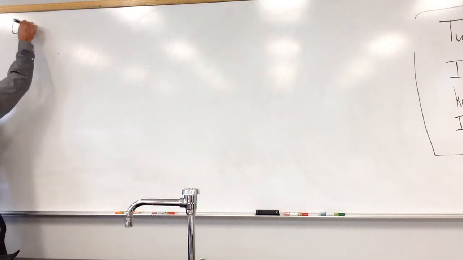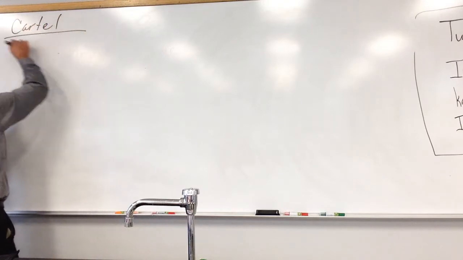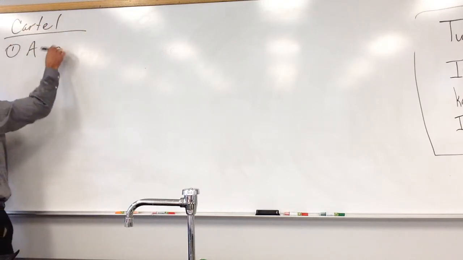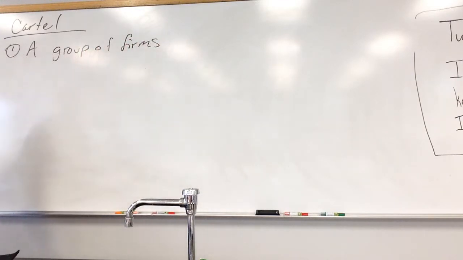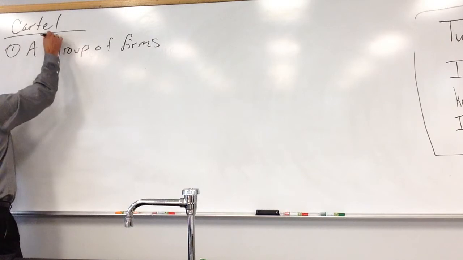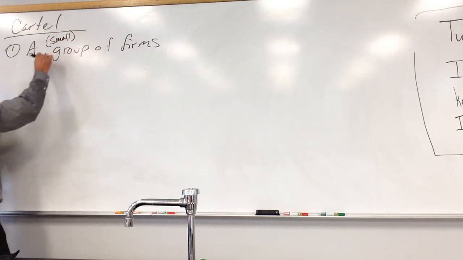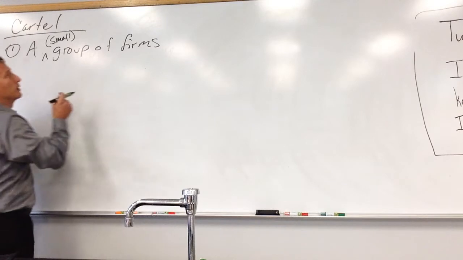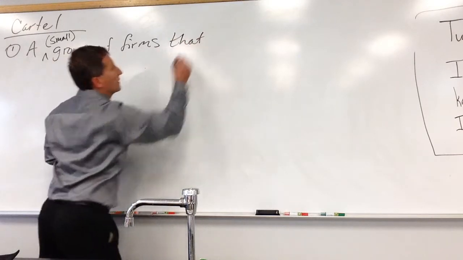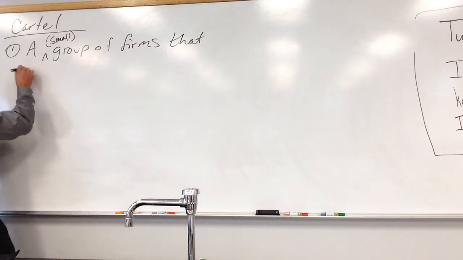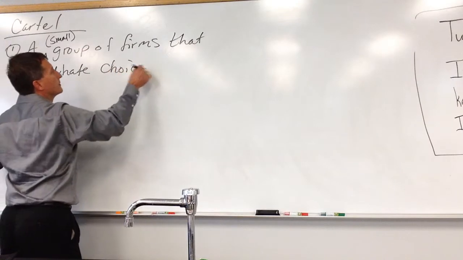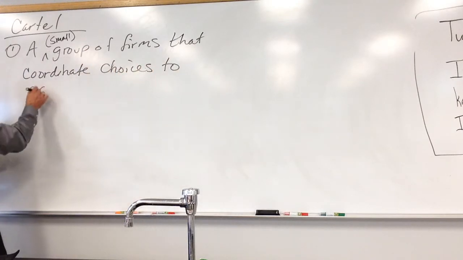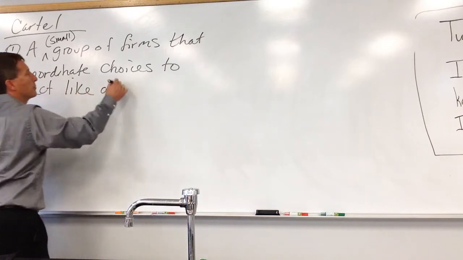So a cartel is a group of firms, and it's usually a small group of firms, which fits our oligopoly model, small number of firms. So a small group of firms that coordinate choices to act like a monopoly.